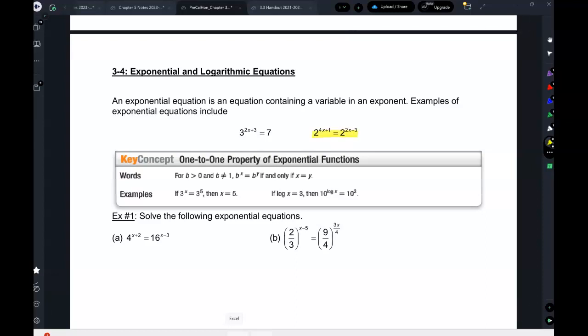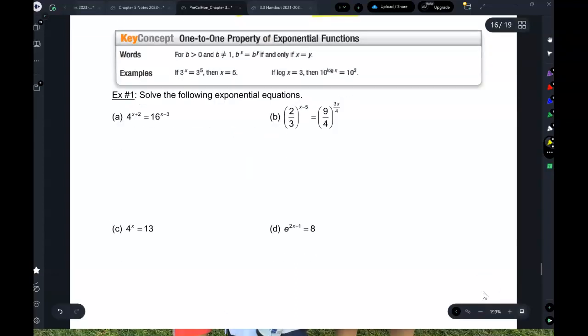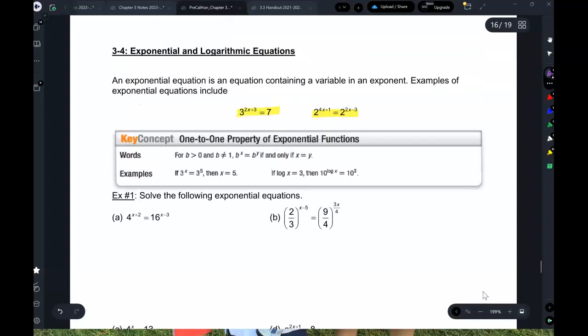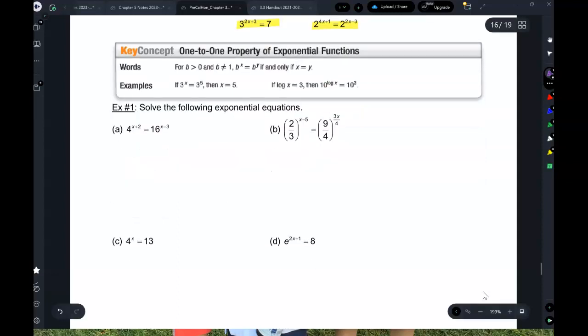Here you have two bases on either side with variable exponents. Here you have one base on one side with a variable exponent and then not on the other side. So when we have this second case here, it's kind of easy. We use what we call the one-to-one property. Basically, if we write the left and right in terms of the same base, we can just set the exponents equal to each other, right?